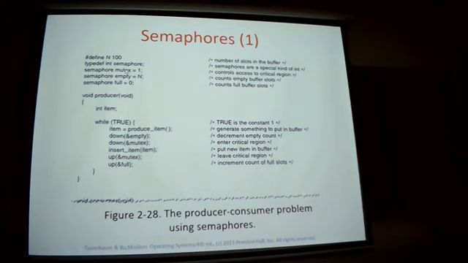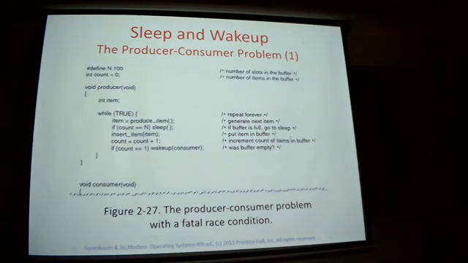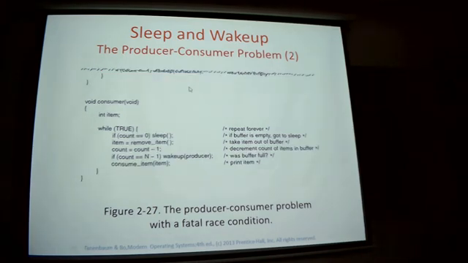So there are three new variables. We just use three variables to solve the loss of wake up signal, okay? Because this program has a problem, which is that the wake up signal may be lost. Okay. We use semaphore.